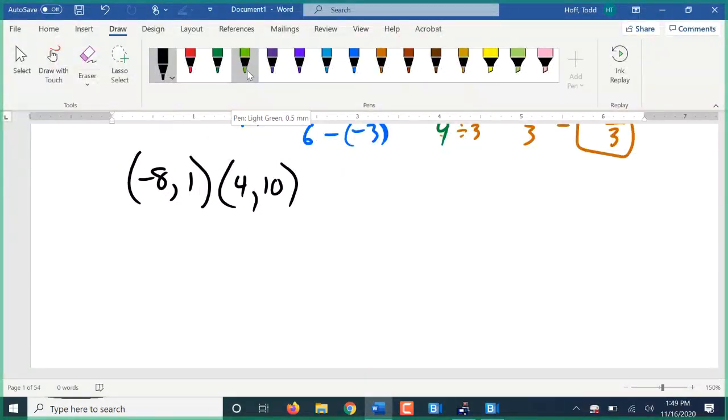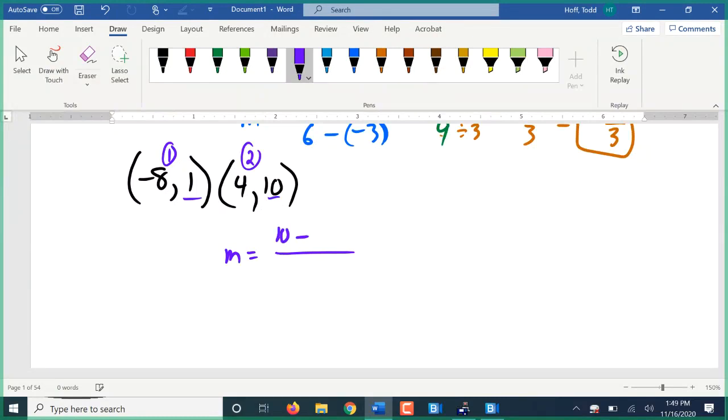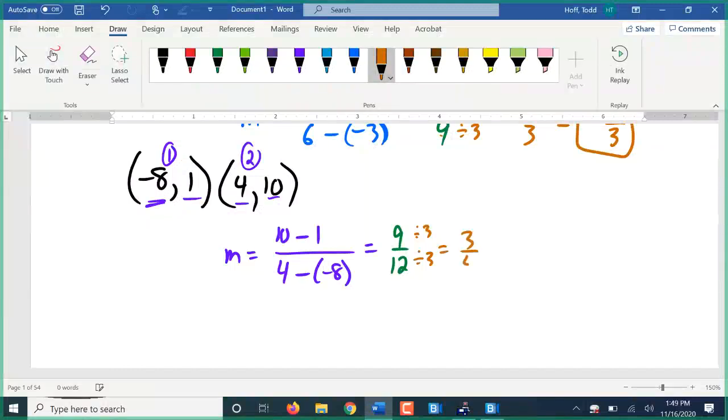Let's take a look here. I call this point 1 and point 2. My slope is y2, which is 10, minus y1, which is 1, over x2, which is 4, minus x1, which is negative 8. 10 minus 1 is 9. 4 minus a negative 8 is actually a positive 12. Both divide by 3. That gives me a slope of 3/4.